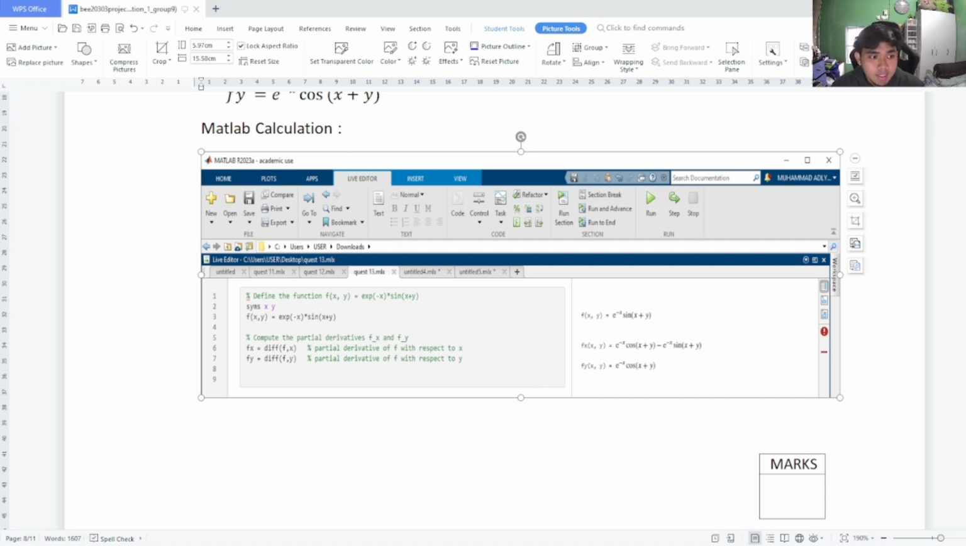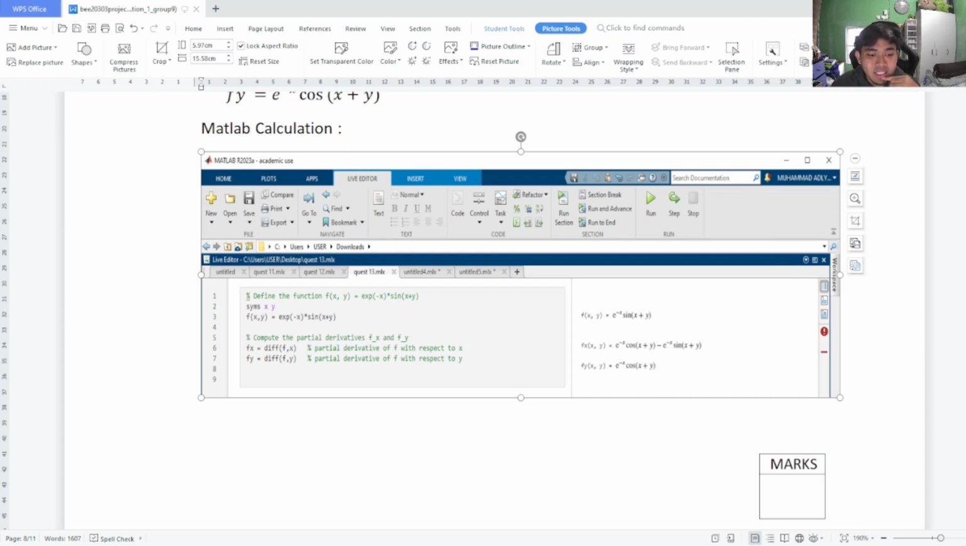After that, the third line computes the partial derivative of f(x,y) with respect to x using the diff command and assigns it to the variable fx. The fourth line computes the partial derivative of f(x,y) with respect to y using the diff command and assigns it to the variable fy. Overall, this shows how to define a symbolic function in MATLAB and compute its partial derivative with respect to x and y using the diff command.